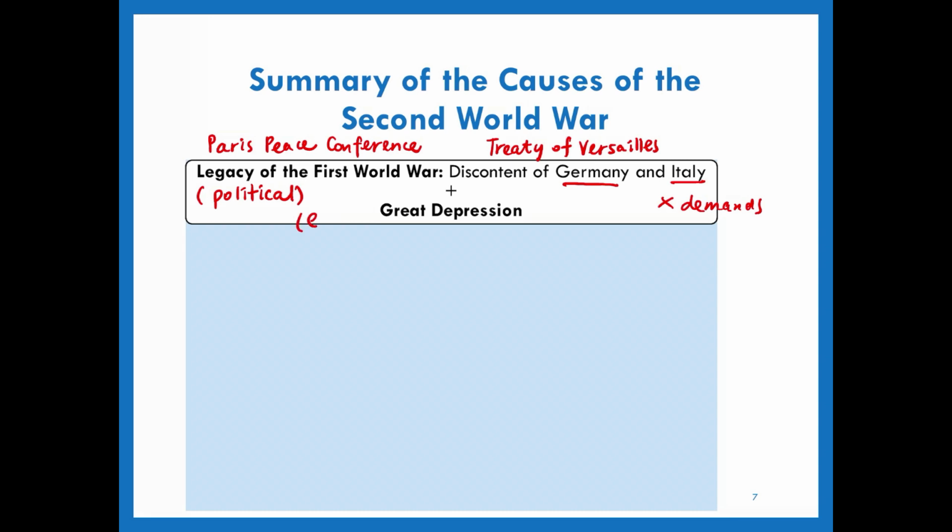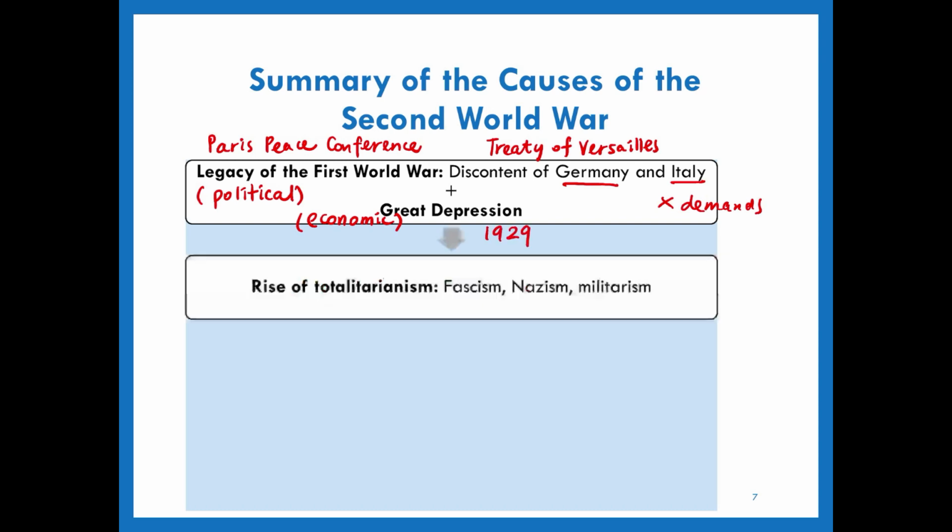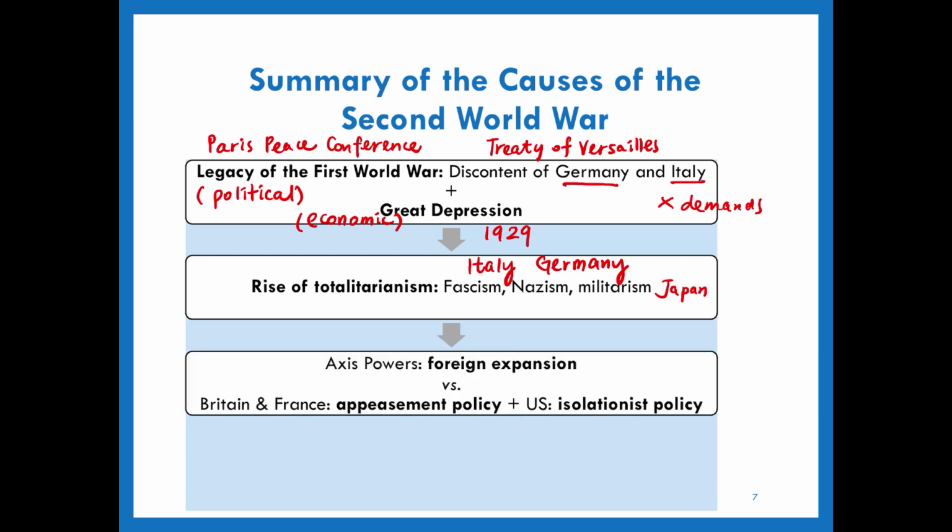This point is related to the political aspect. Some economic factors also caused the start of the Second World War. It would be the Great Depression, which happened in 1929. We saw the rise of totalitarianism in the 1920s and 1930s. There are three examples. The first one, fascism. It was common in Italy. The second one, Nazism. It was popular in Germany. And finally, militarism from Japan.